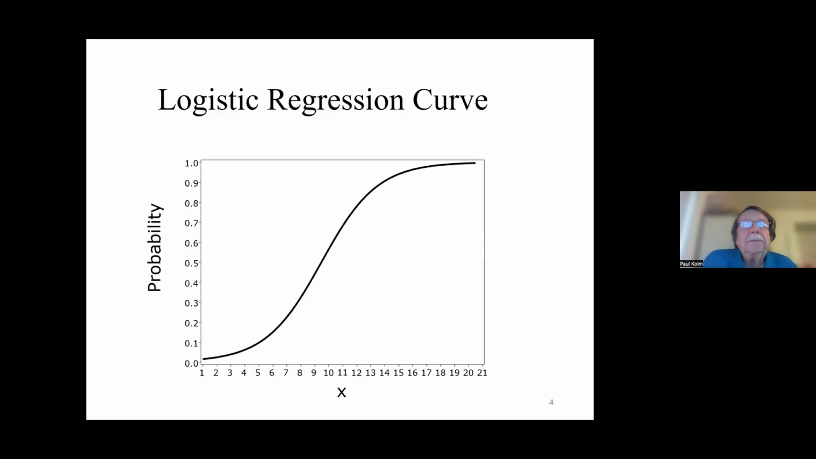So in our ordinary linear regression, we looked at the normal curve. Here for logistic regression is our logistic distribution, our logistic regression curve. And you might say that, well, that doesn't look very linear to me. Well, that's true at the extremes, but through the middle, it's quite linear.